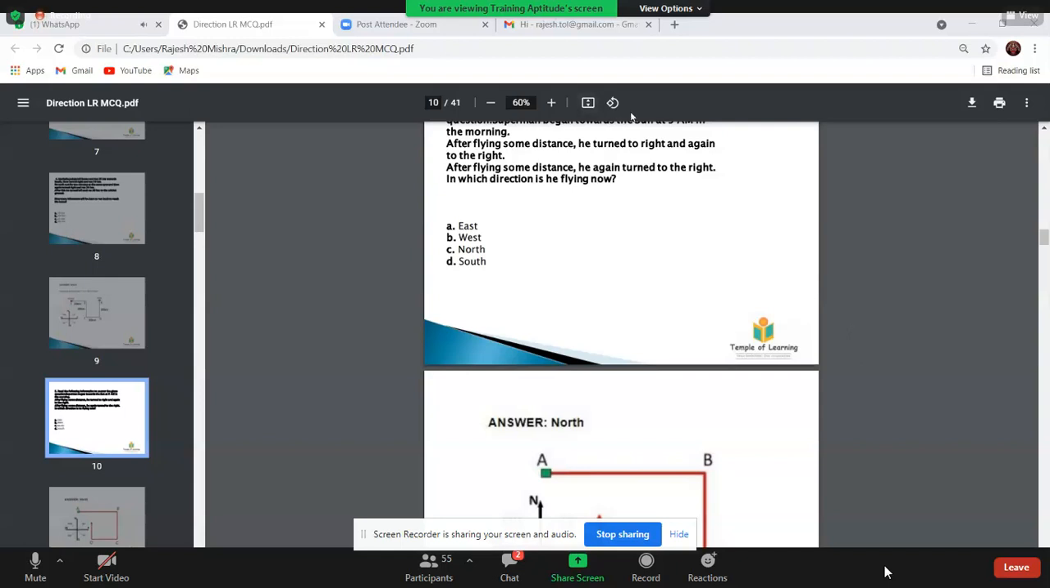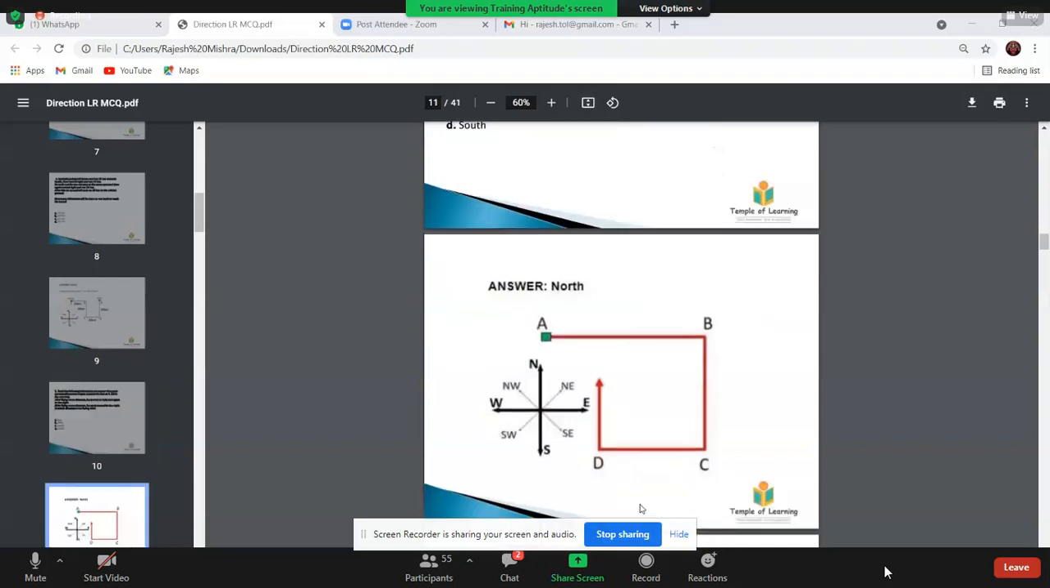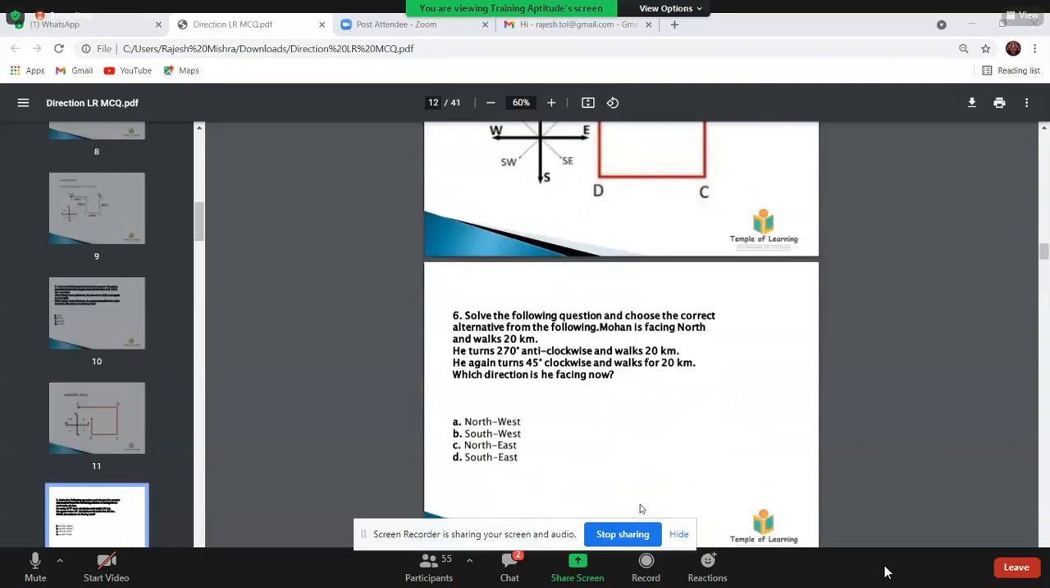Is this okay? North-West is absolutely correct. Next question. These are all simple questions. Here, we'll look at the angles: 270 degrees anti-clockwise, 45 degrees clockwise. Which direction is he facing now?